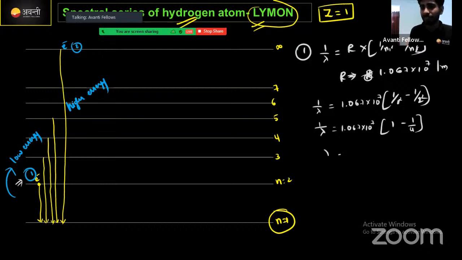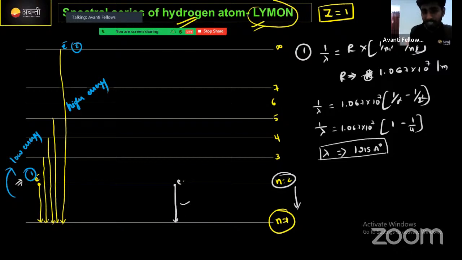If you calculate this value, here 4 minus 1, 3 by 4. Just calculate this one, you will get around 1000. I calculated this one, that's why I'm writing here, 1215 angstrom. This is for the electron which is jumping from second orbit to the first orbit. If the electron jumps from second orbit to the first orbit, it emits radiation in the wavelength region of 1215 angstrom. Clear now?